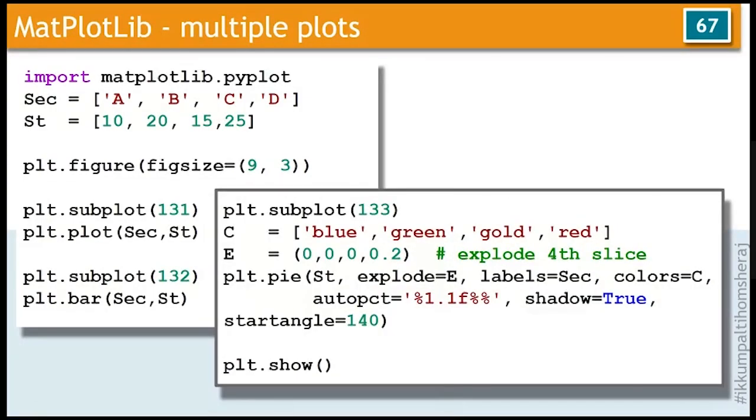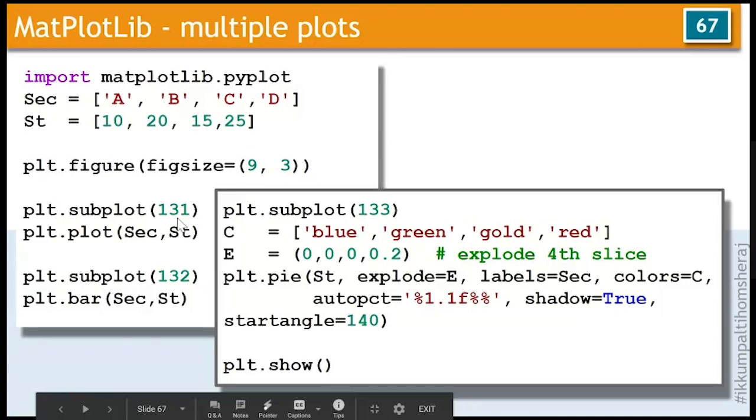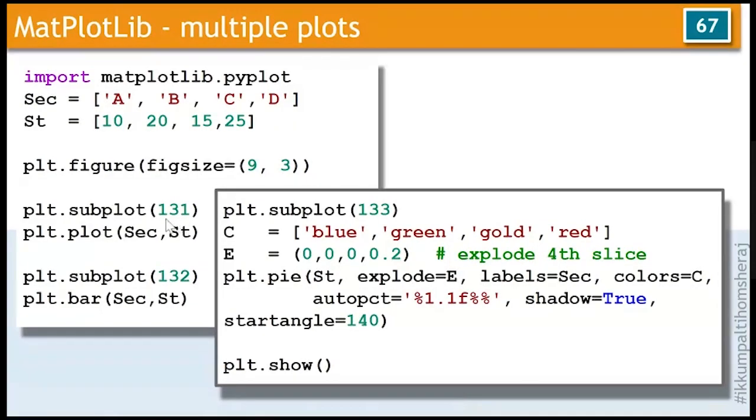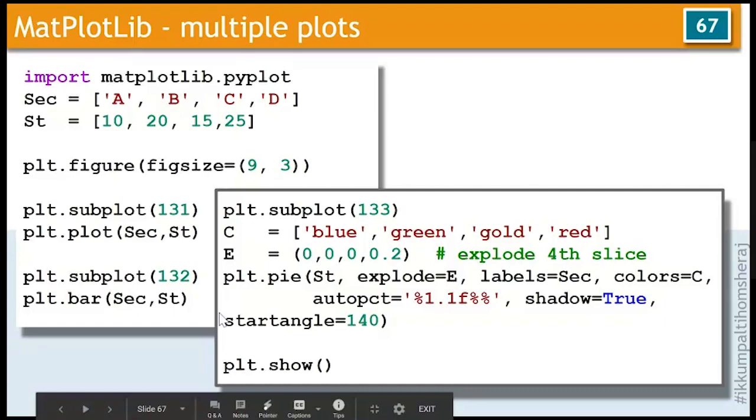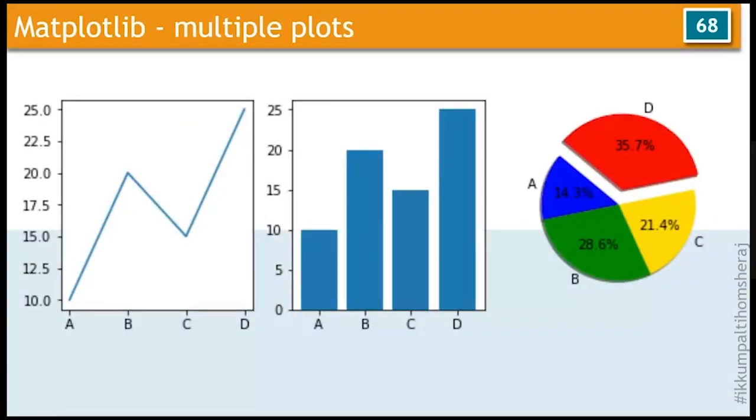Next, if you have 3, as I gave you the example previously as 1 2 1 and 1 2 2, here it is going to be 1 3 1, 1 3 2 and 1 3 3, because in one picture we have 3 plots. This is the first one, this is the second one, this is the third one. Here we are making a line chart, here a bar chart, and the last one is the pie chart. So you can see all 3 of them in one single picture. This is a single plot with 3 subplots.